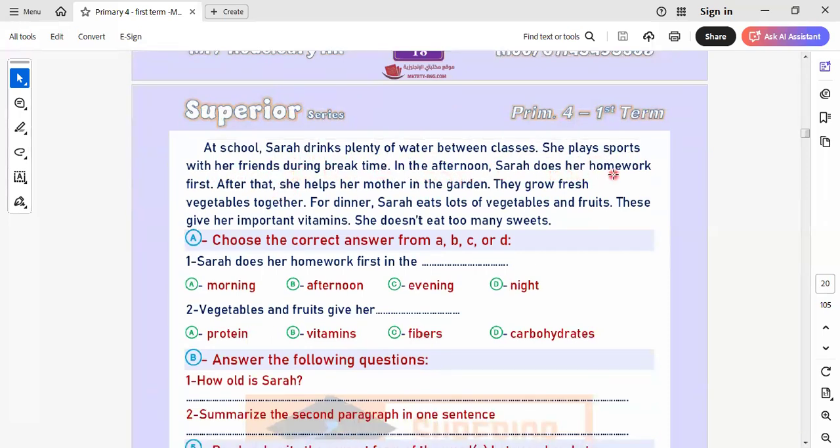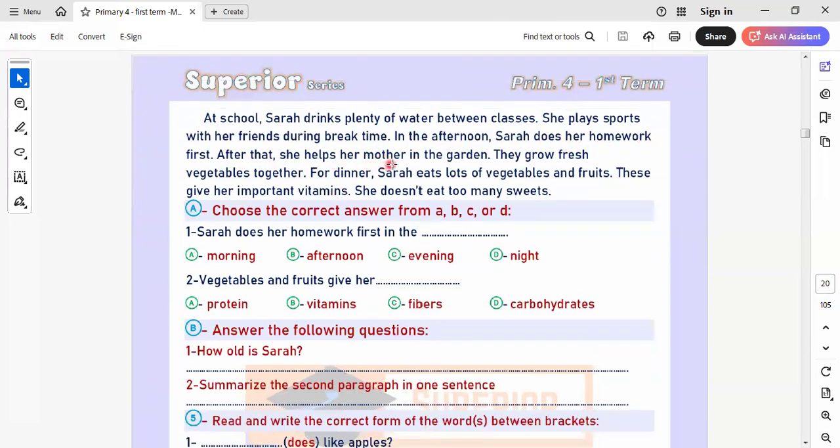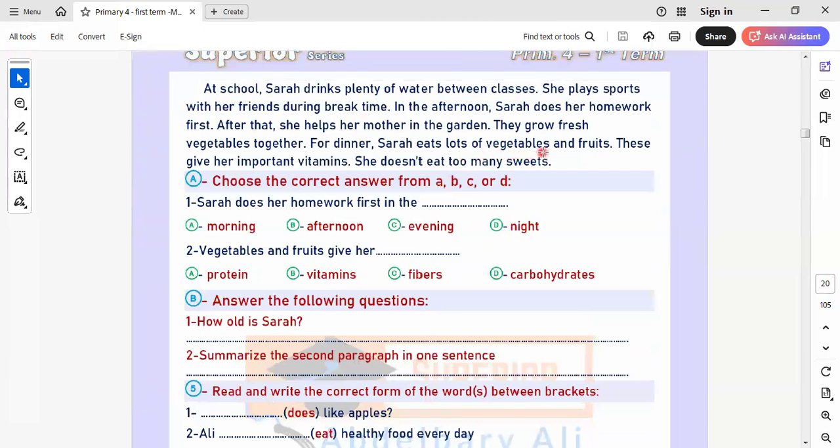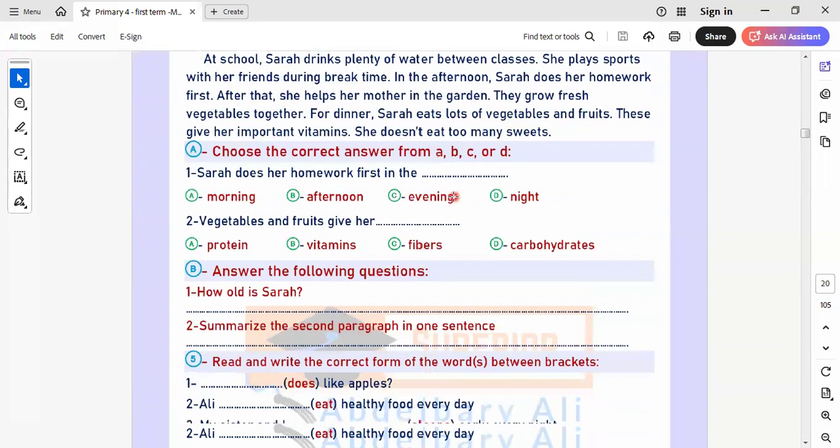In the afternoon, Sarah does her homework first. After that, she helps her mother in the garden. They grow fresh vegetables together. For dinner, Sarah eats lots of vegetables and fruits. This gives her important vitamins. She doesn't eat too many sweets.